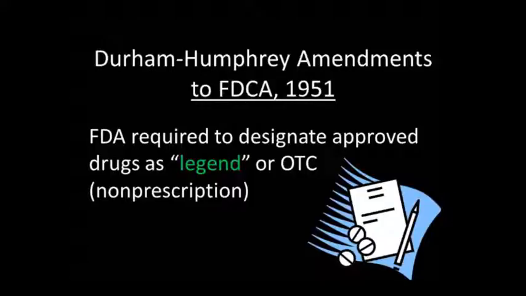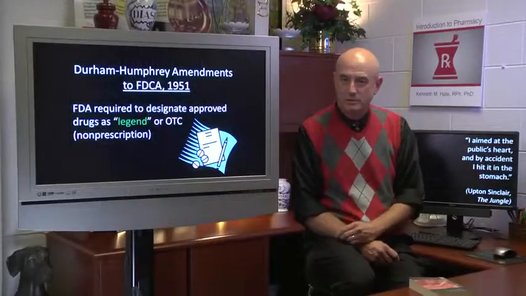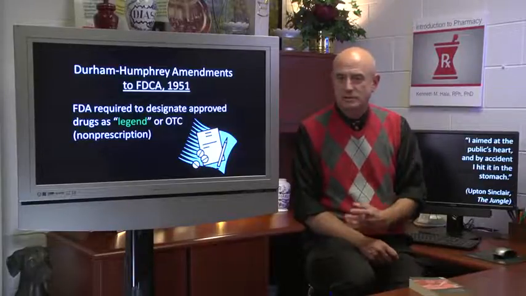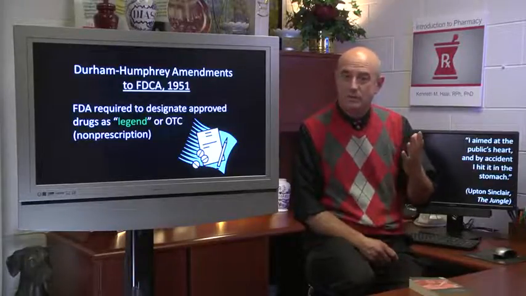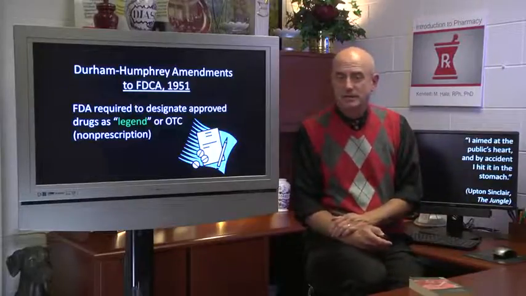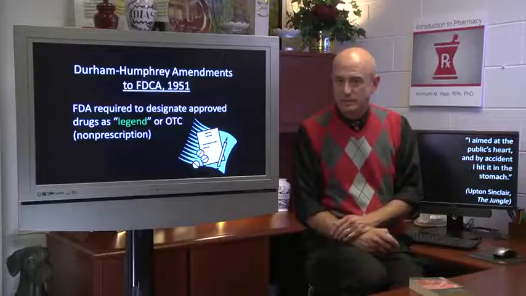The Durham-Humphrey amendments required FDA to designate an approved product that's going to go to market as either being a legend product, you see it's a pharmacy fundamental, meaning requiring a prescription, or is it over-the-counter? And OTC we defined earlier as obviously not requiring a prescription. So this amendment really designated us having to define a drug as being for prescription use only or over-the-counter. It's interesting to me that it was mid-20th century before this really came to be.